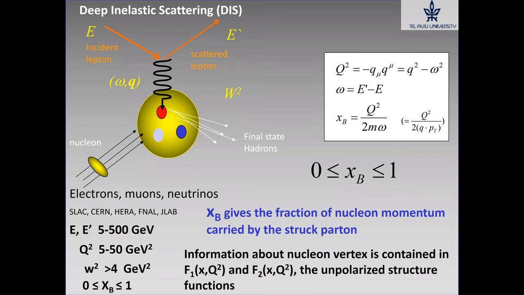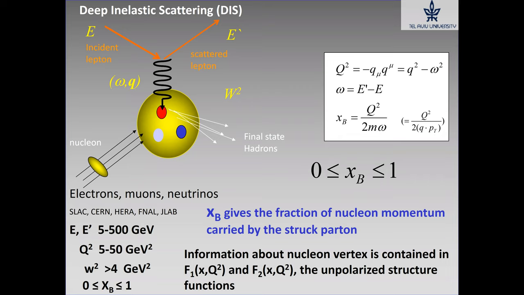And if you work with the kinematics and you count how many degrees of freedom minus constraints, you can see that there are only two kinematical variables. Of course, all the kinematical variables are related to each other, so you can choose whatever you want. But normally, people choose Q squared, the four momentum transfer of this virtual photon, a photon that describes the electron scattering. This is the quantity that determines the space resolution of your probe. If you want to probe short enough distances, you want Q squared to be big enough. The bigger the Q squared, the better the resolution.